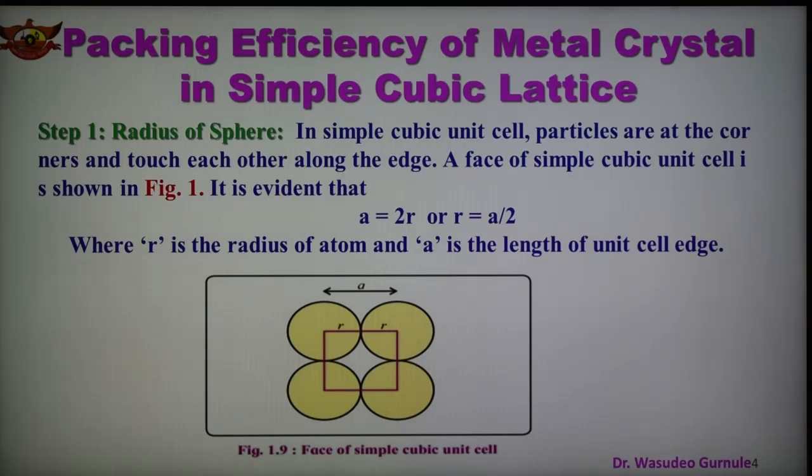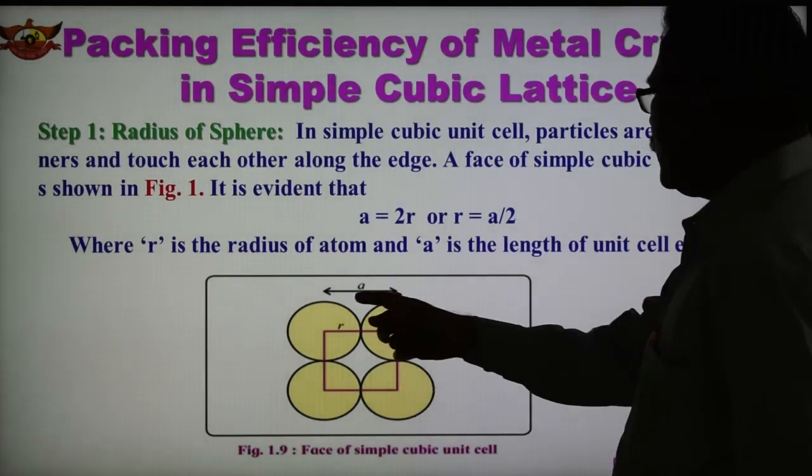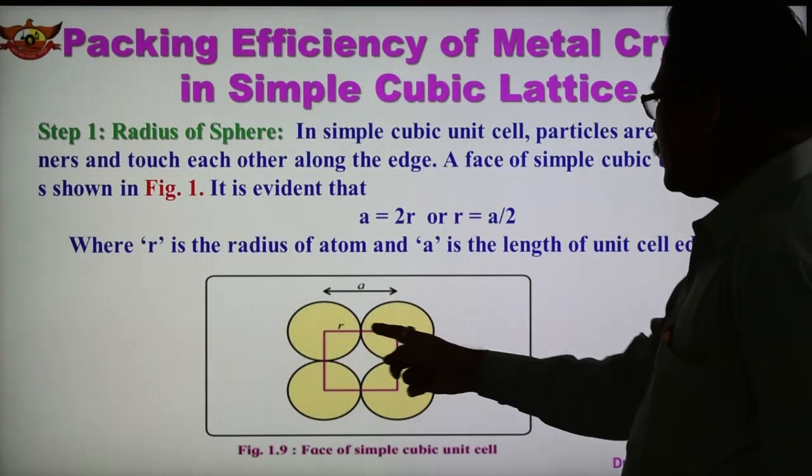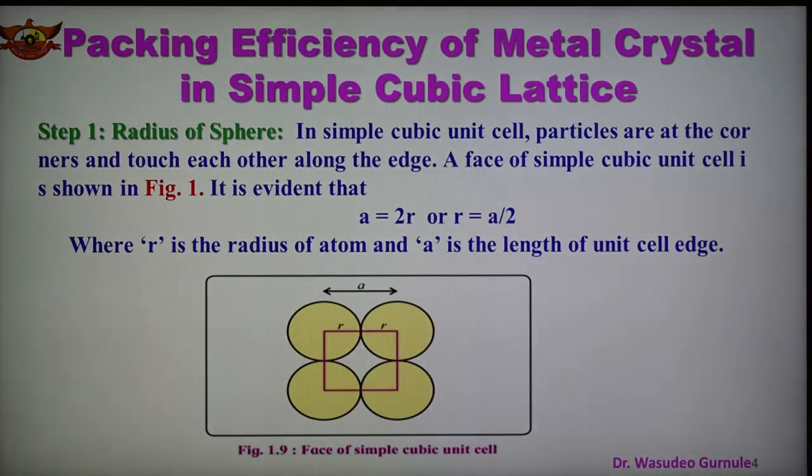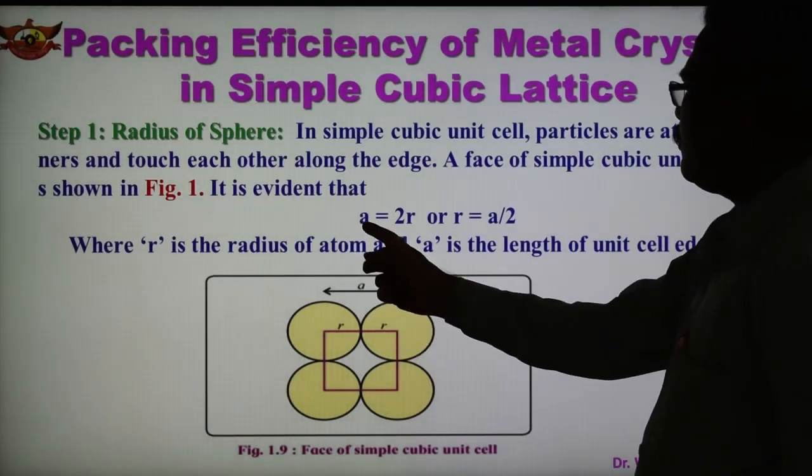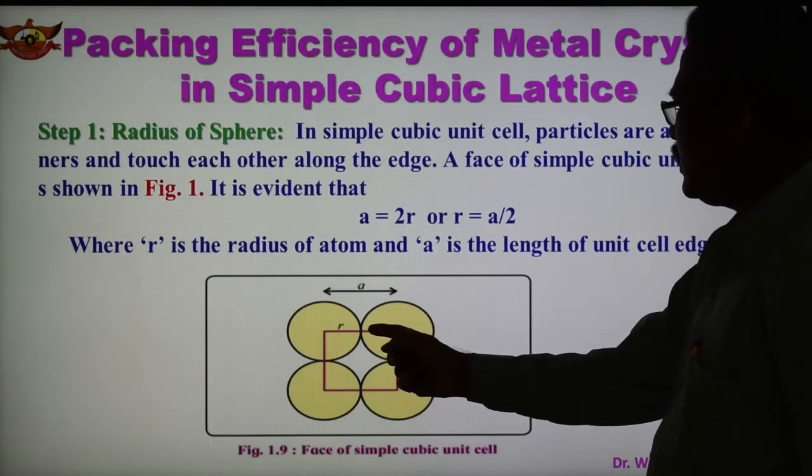This is the simple unit cell shown in the figure, and the distance between the centers of two nuclei is a, as shown in the figure. In simple cubic, particles are at the corners, as we have seen. What is simple cubic? The particles are present at the corners of the lattice and touch each other along the edge. A face of the simple cubic unit cell is shown here. It is shown that a equals 2r. This is one r, this is the second r.